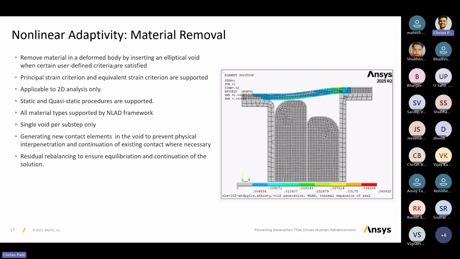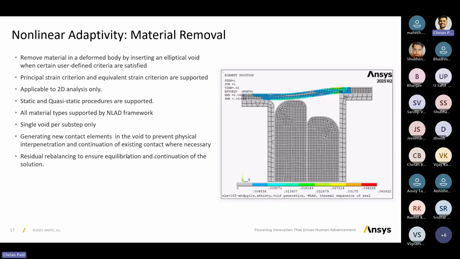So that particular removal process of the material is generated through the elliptical void, and that particular elliptical void can be created single per substep. So basically only a single void will be generated on the material over here, with respect to the substeps that we are creating to solve this particular problem over here.